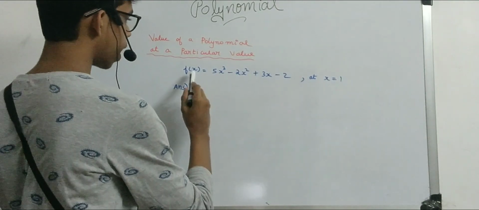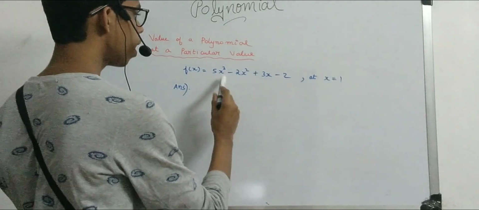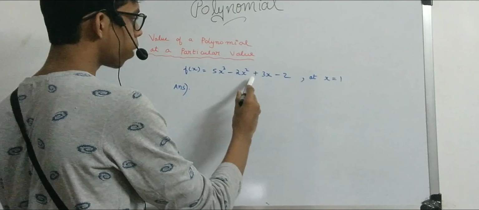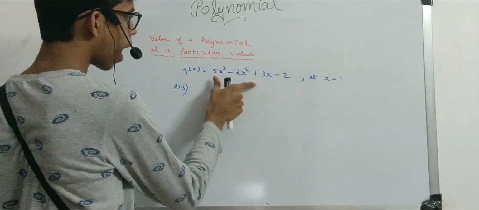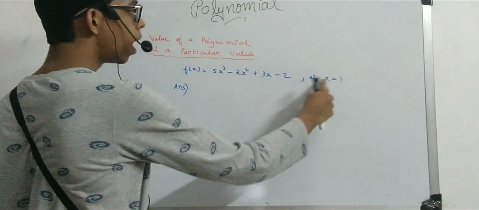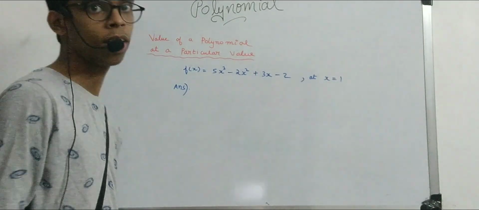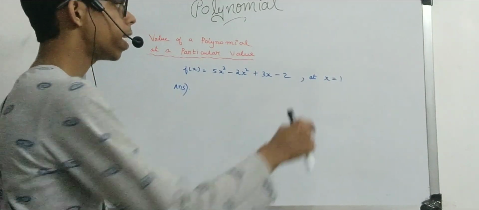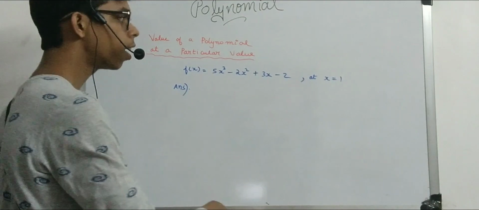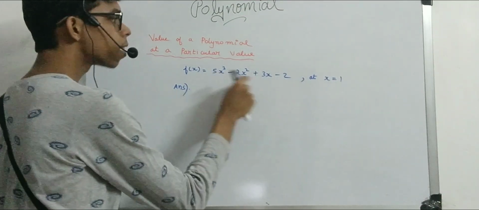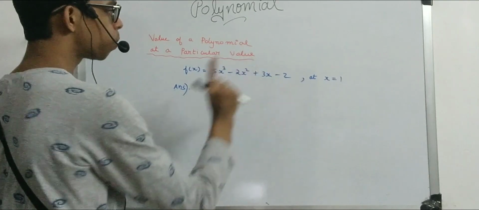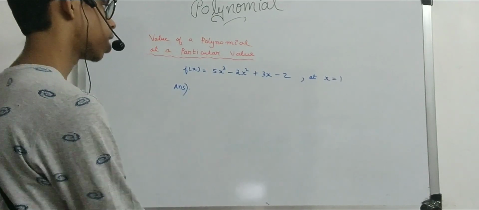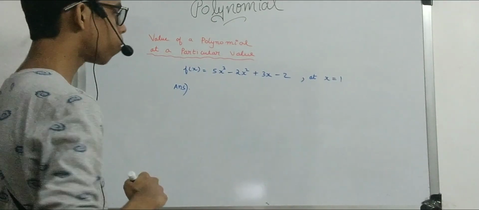So the question is, let f of x be the polynomial 5x cube minus 2x square plus 3x minus 2. We have to find the value of this polynomial at x is equal to 1. Okay, what does this mean? When I say x is equal to 1, it means that you have to substitute this 1 for every x present in the given equation, and we have to find the value.